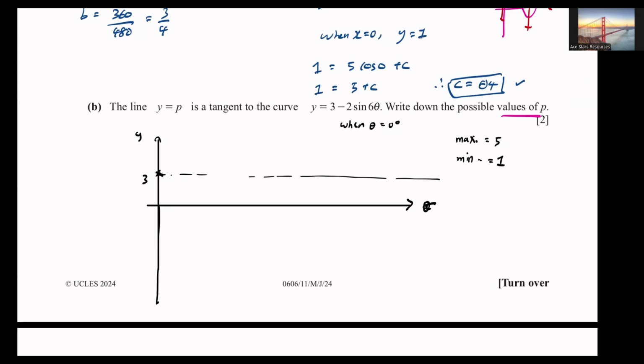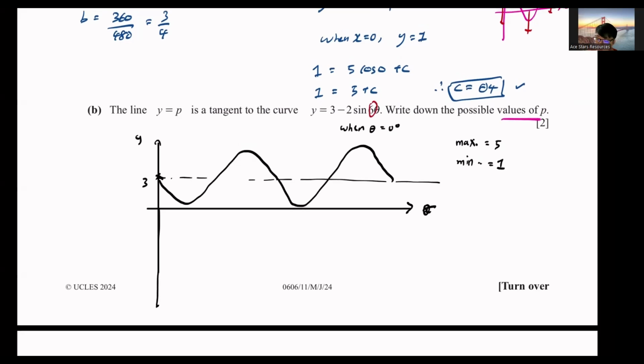So 3, 1, okay. I'm just quickly drawing a sample. And period. The b is 6. So you have to use the formula to find out what is the cycle.